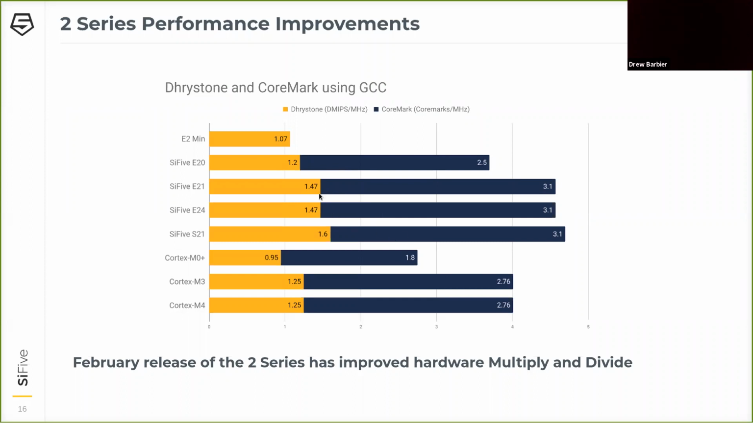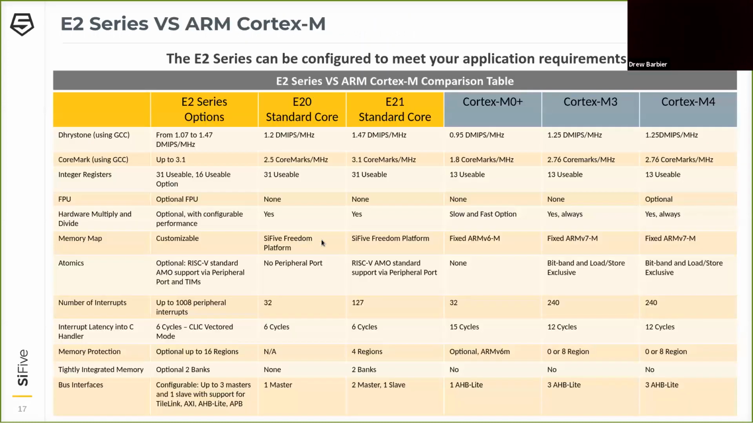And if you look at performance benchmarks of the E21 and E24 against the M3 and M4, you'll see these are quite a bit higher performance as well. And then the S21 is higher performance still. I'm not going to go through this chart, but it further shows the comparison points between the SiFive standard cores and the ARM equivalents.